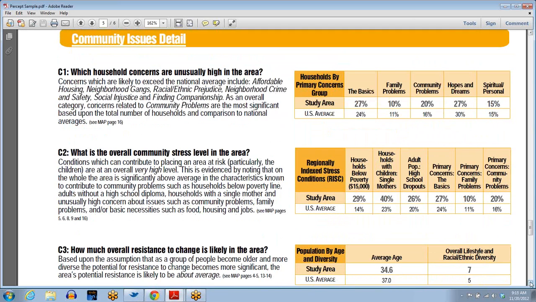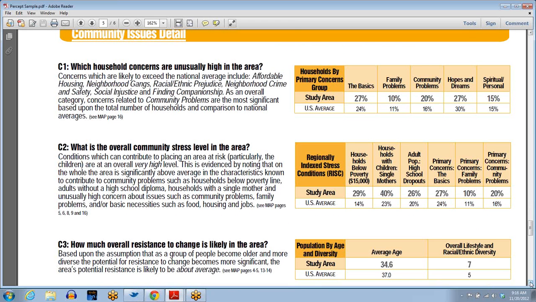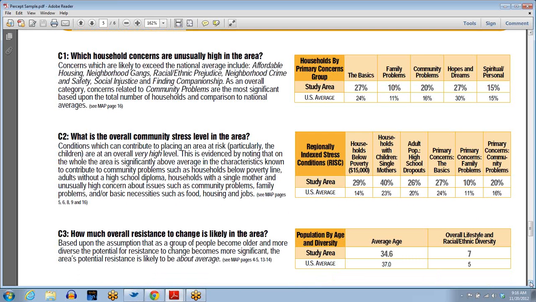Then the last questions that they're asking you are community issues that you want to look at. Which household concerns are unusually high in the area? And they're telling you, breaking it down into 5 areas and showing you, compared to the national average, how does your community pan out? How does it read out?